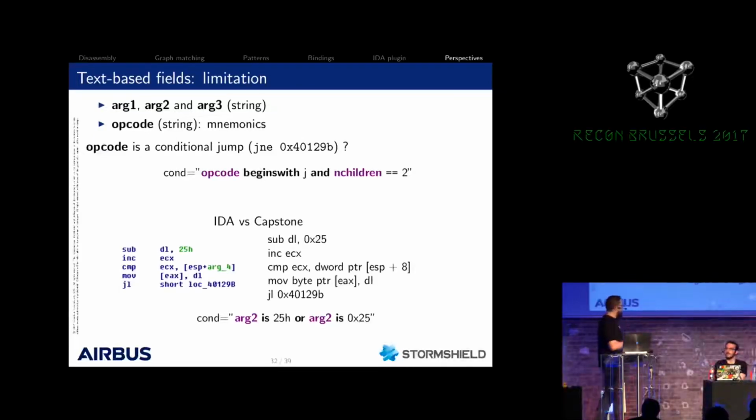Then we have another problem, because in the standalone tool we use the Capstone engine, and in IDA we use the IDA engine. So sometimes, for example with the variables, we have in IDA 25H for the hexadecimal value 25, and in Capstone we have 0x25. So again, a dirty hack to catch both cases: with a regex we catch 25 or 0x25.